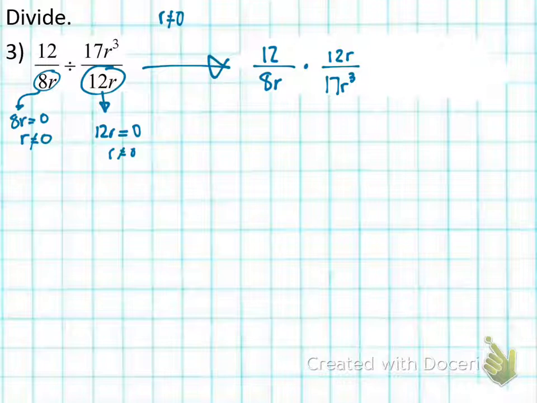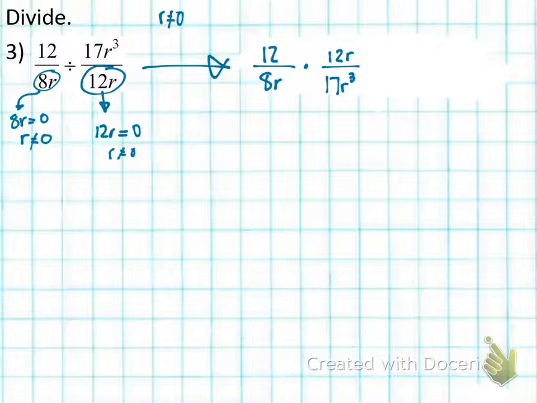What's a new excluded value? 17r cubed. What does that become? What can r not equal? Divide both sides by 17. We get r cubed equal to 0. The cube root of 0 is 0, right? So is this a new excluded value? No. You still want to check, that's good that you checked. I'm just going to erase it because that was redundant. We didn't need to do that. Now we start canceling out.